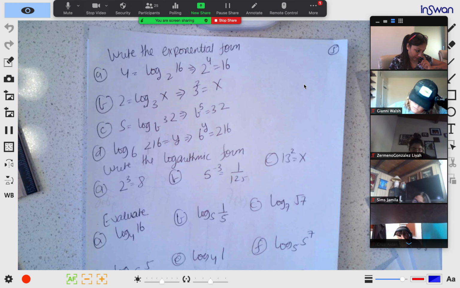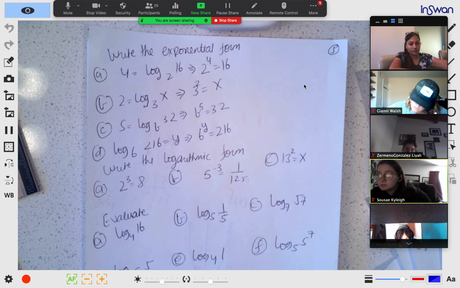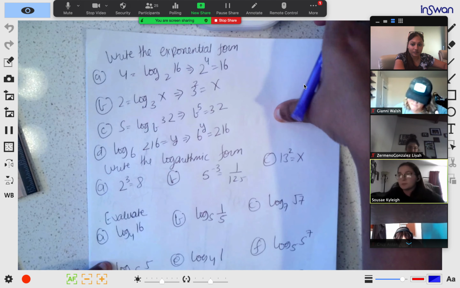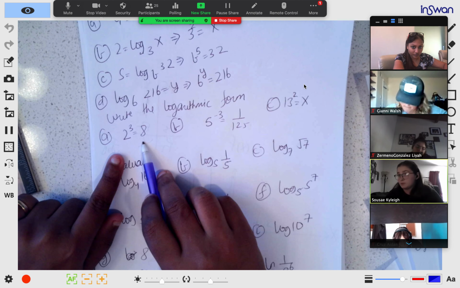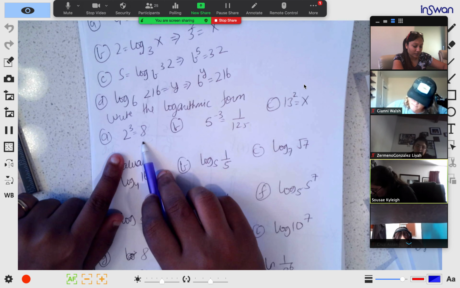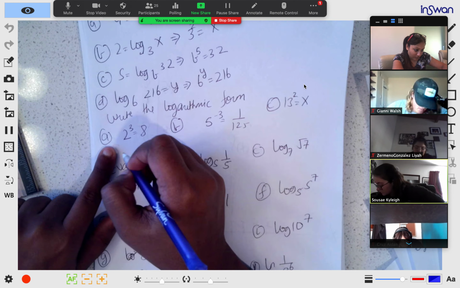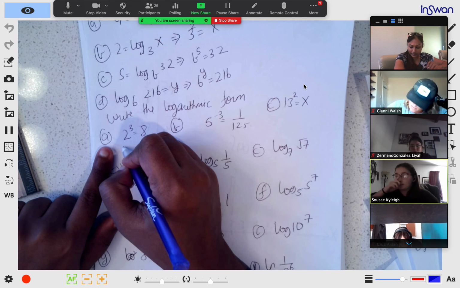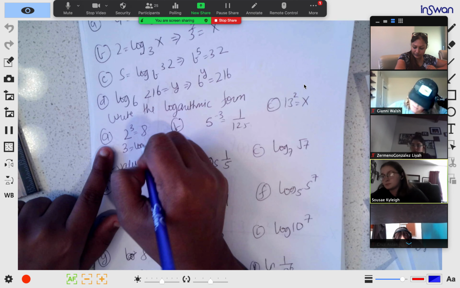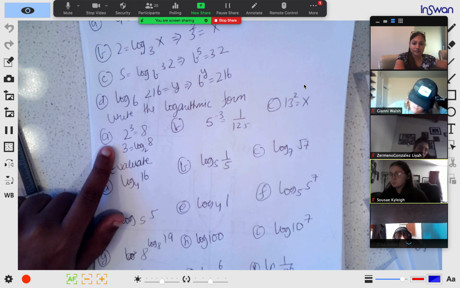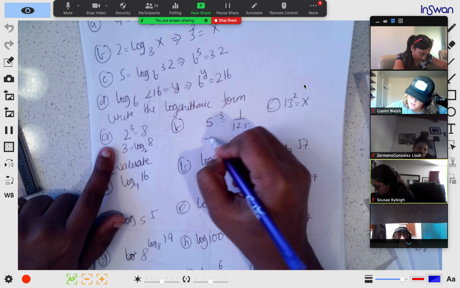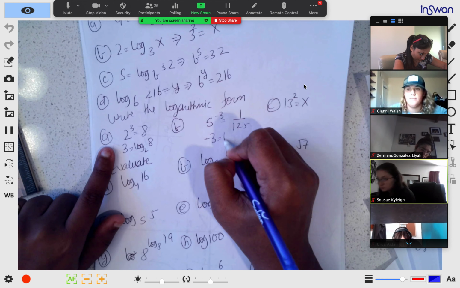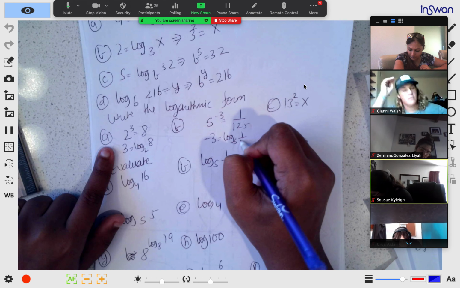Kylie? We're on A for logarithmic form. I got 3 equals log base 2 of 8. Yeah, really good, Kylie. Jade? I got -3 equals log base 5 of 1 over 125. Really good, Jade.